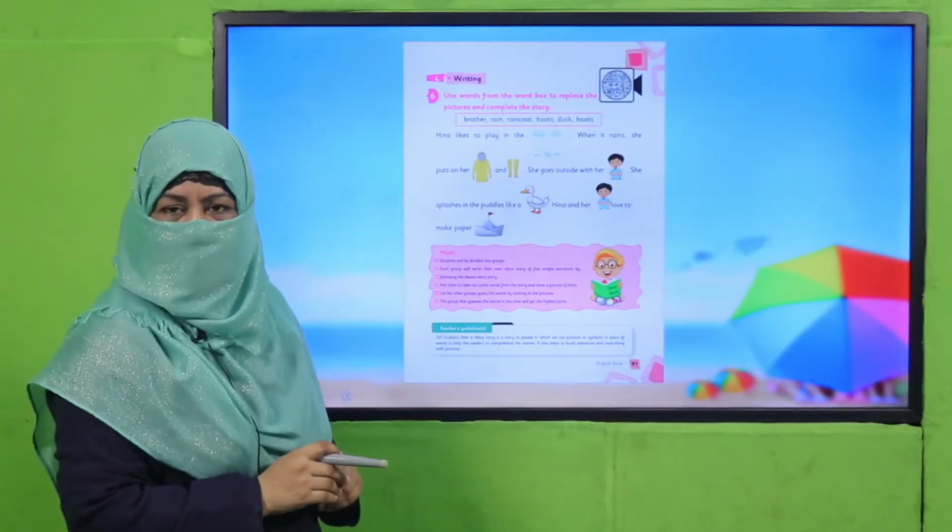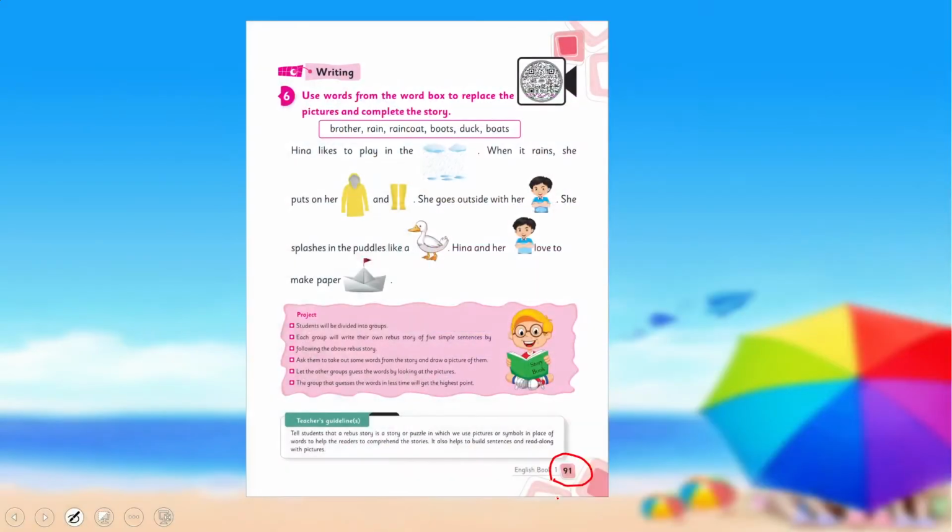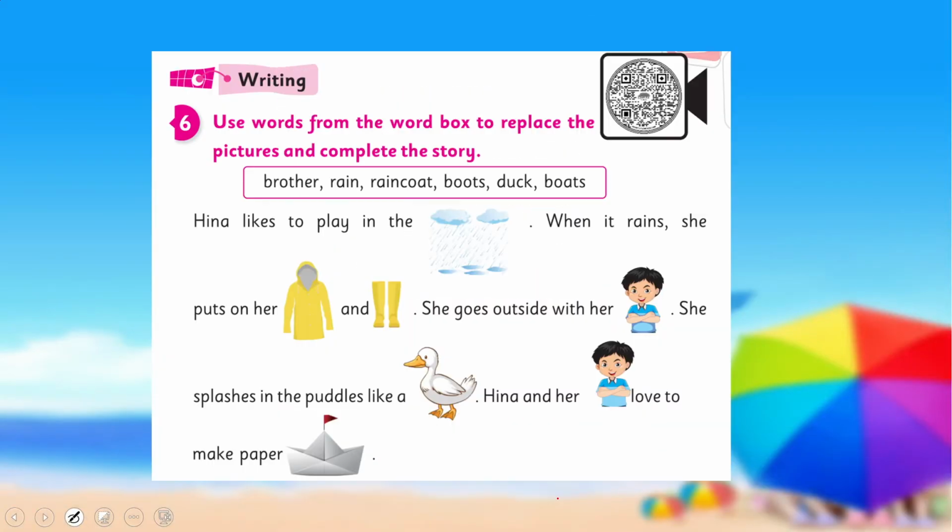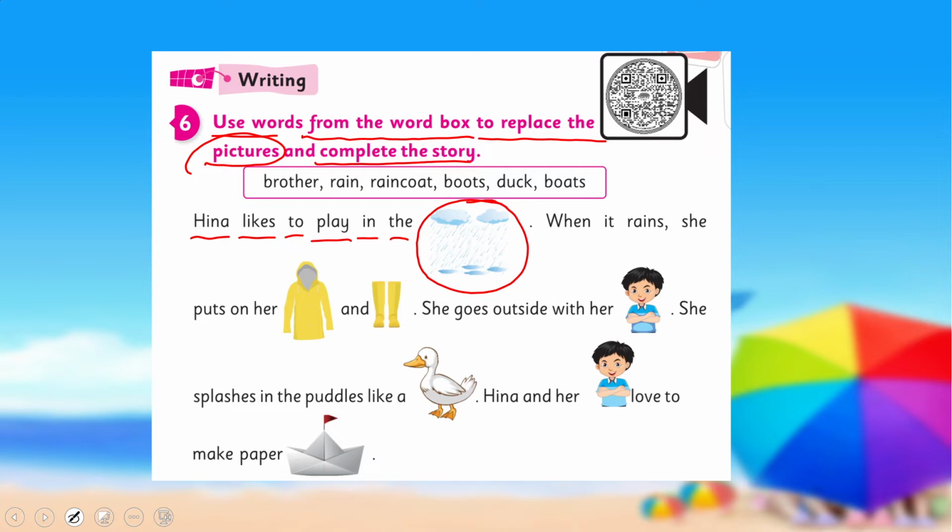So, let's practice it from your book. All of you open your book on page number 91. Look at this. What we are going to do is use words from the word bank to replace the pictures to complete the story. Now first look at the picture. Start reading with me. Hina likes to play in the, here is a picture, and what is this picture of? Rain, and rain is given in your word bank. So when we write it, we will read it like this: Hina likes to play in the rain.